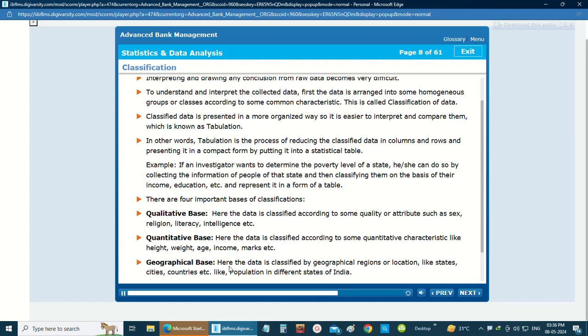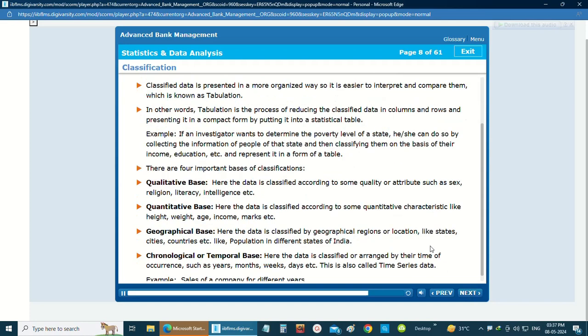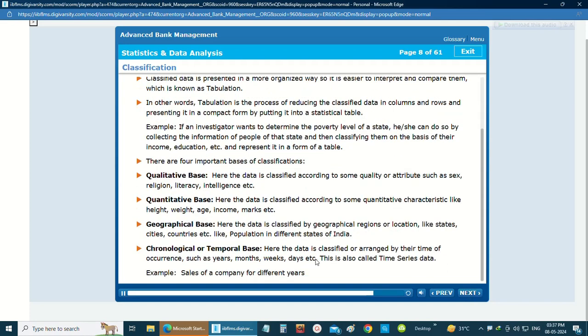Geographical base, here the data is classified by geographical regions or location, like states, cities, countries, etc., like population in different states of India. Chronological or temporal base, here the data is classified or arranged by their time of occurrence, such as years, months, weeks, days, etc. This is also called time series data. Example, sales of a company for different years.